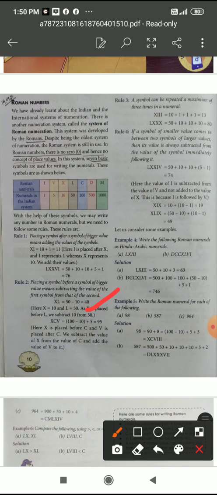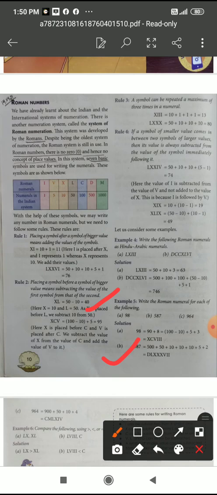Separate them and write, then you can easily understand. 100 minus 10 means XC. Then 5 means V. 3 means triple I.